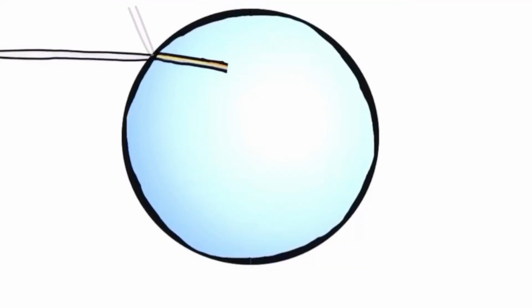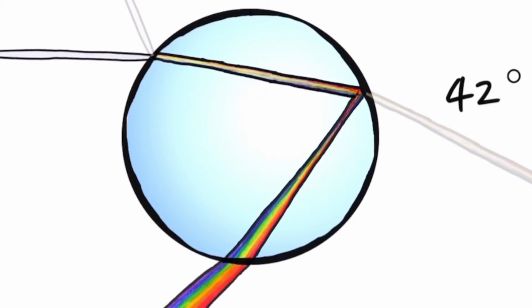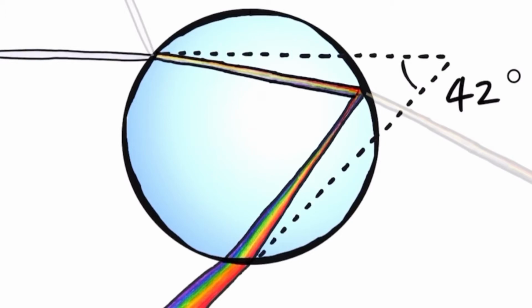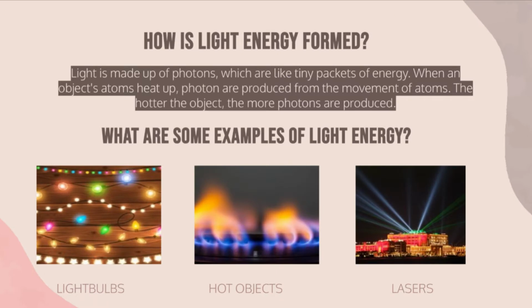Some of the light reflects off the back of the raindrop. As this light leaves the raindrop, it refracts again, splitting and spreading more color. The colorful light reflects off the raindrop into our eyes. And the last one, when this happens with billions of raindrops at once, we see the colorful light as a rainbow. Next, how is light energy actually formed?